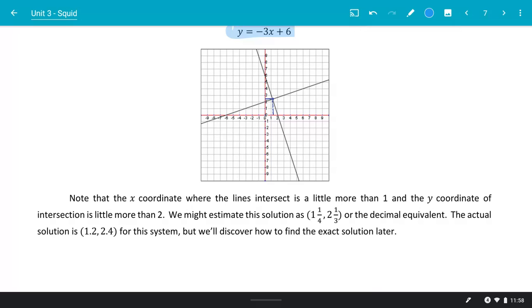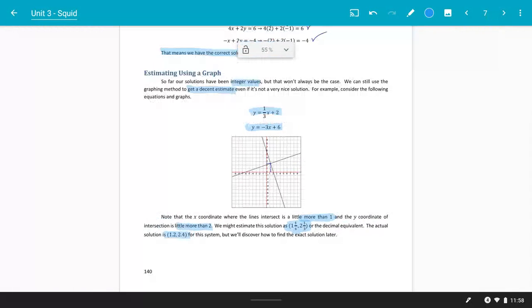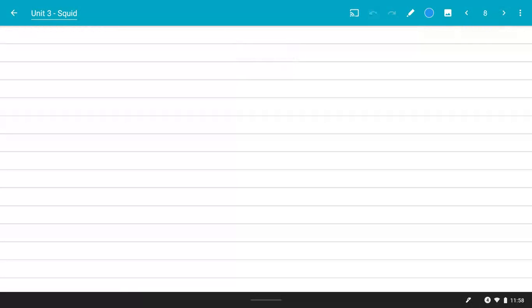Note that the x-coordinate where the lines intersect is a little more than 1. And the y-coordinate at the intersection is a little more than 2. So we might estimate the solution to be 1 1/4 and 2 1/3, or the decimal equivalent. The actual solution is 1.2 and 2.4 for the system. We can discover later how to find that exact solution using technology.